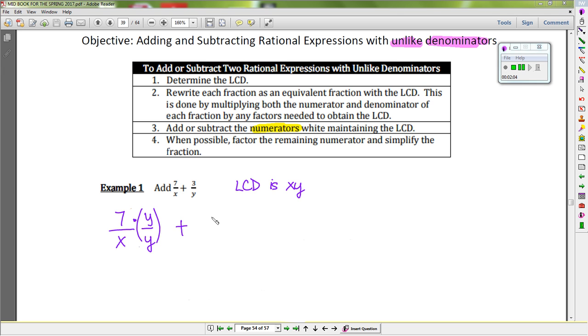Now let's move on to the second fraction. So here you have plus 3 over y. Now you want to get xy. So we have y, so you multiply by x. And if you multiply x to your denominator, you have to multiply x to your numerator. So now you can go ahead to step 3, you need to add the numerators, not the denominators, because now you can see that you have the same denominator, which is xy. So xy will be our common denominator. On the numerator we have 7y plus 3x.